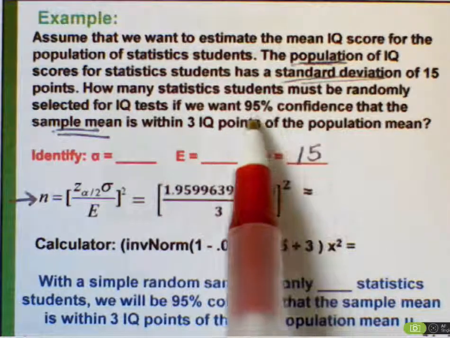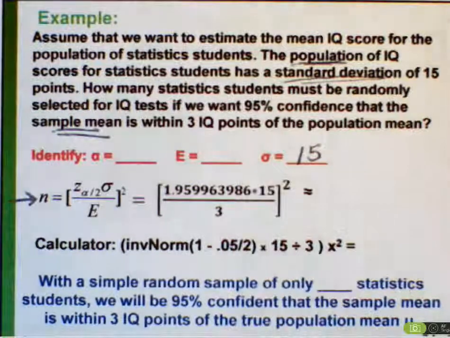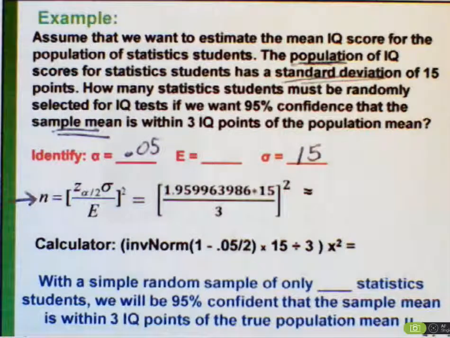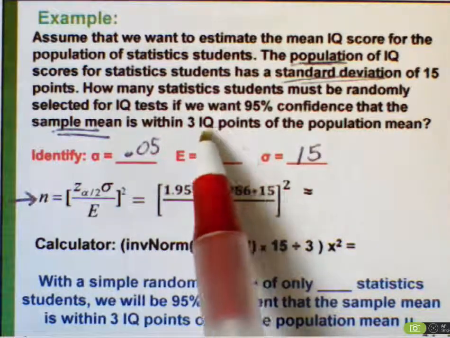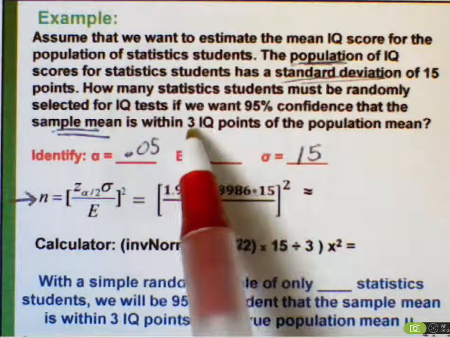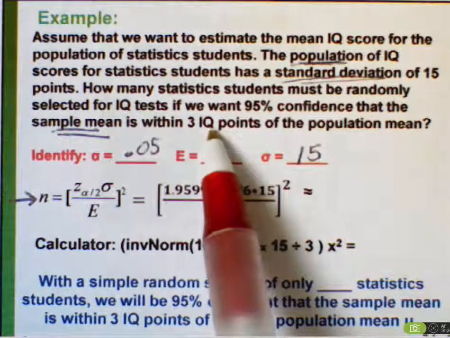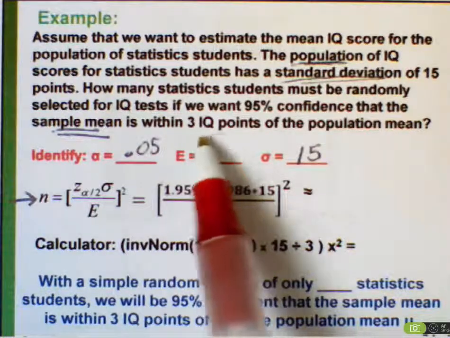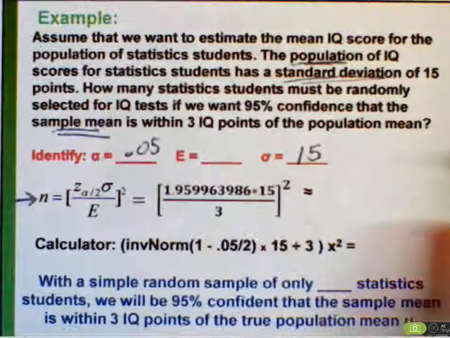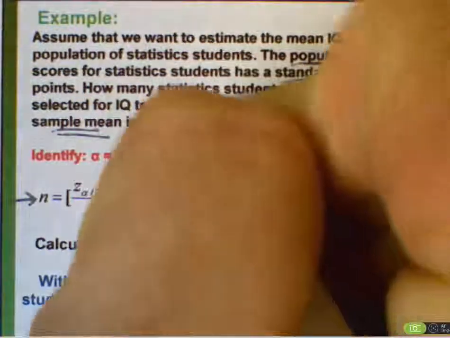If I want to use a 95% confidence level, that means alpha is 0.05. And my margin of error is 3 IQ points. Now in 7.2, this may have said 3 percentage points. If it was 3 percentage points, then we let E be 0.03, but this didn't say anything about percentage points, so E is just 3 IQ points.